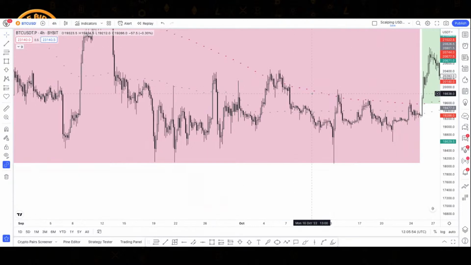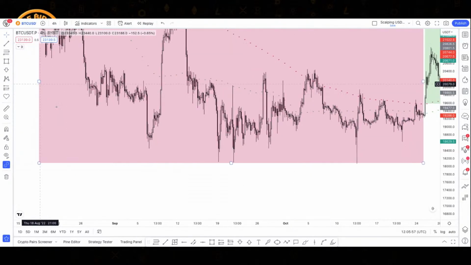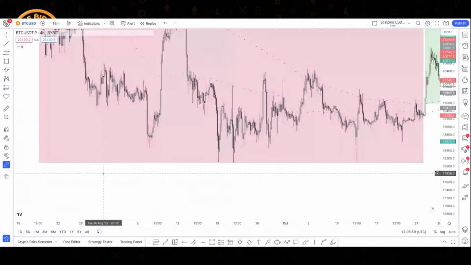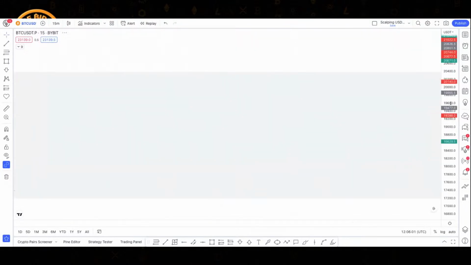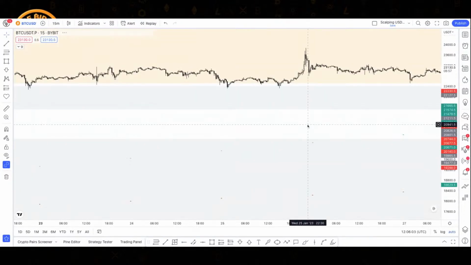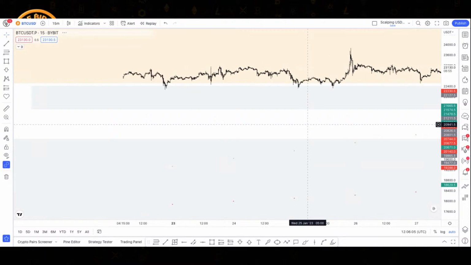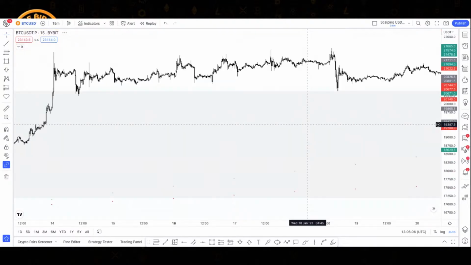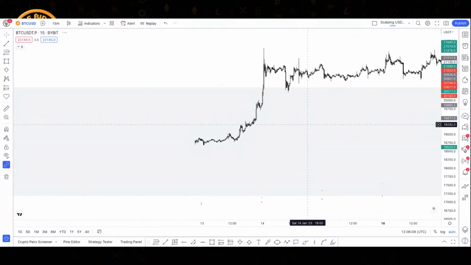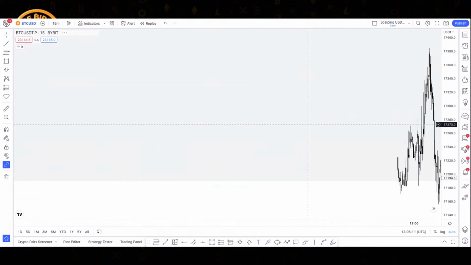So what does this all mean? Well, quite simply, if we drop to a lower time frame now, and let me just zoom back to where we were. I've just dropped this down onto a 15-minute chart.